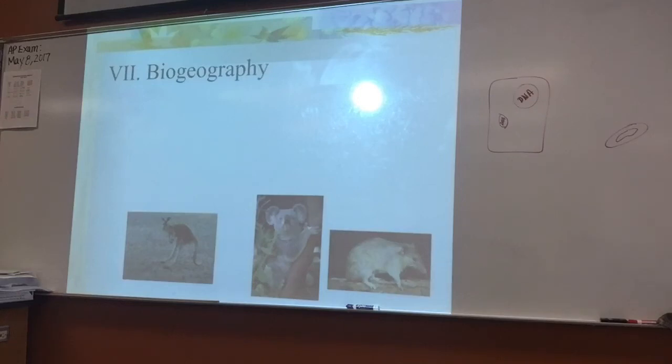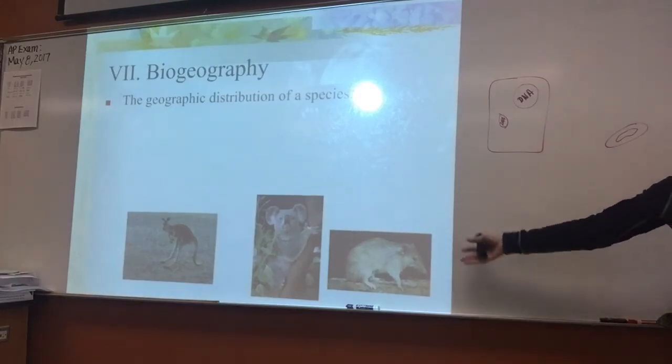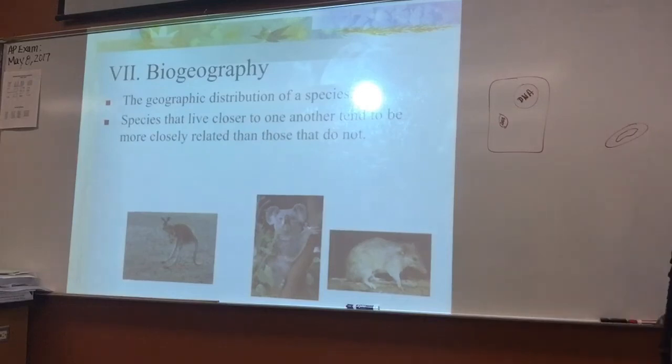And the last one, I'm going to wrap this chapter up, is biogeography. So geography is where they live. Bio is living things, where they're at. So this is looking at the geographic distribution of species. And in studying species around the world, we find that species that live closer together are more related than species that live far apart. All right, so the species that live closer to one another tend to be more closely related than those that do not.